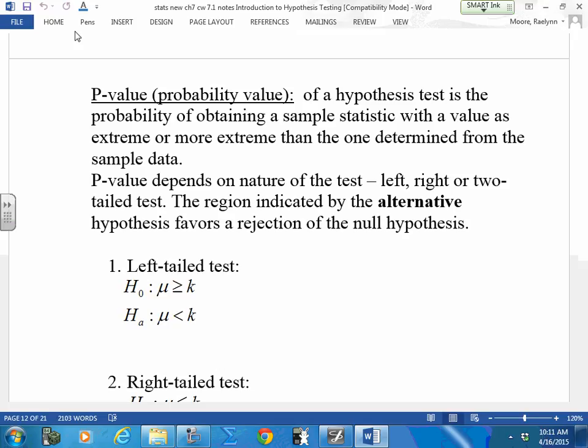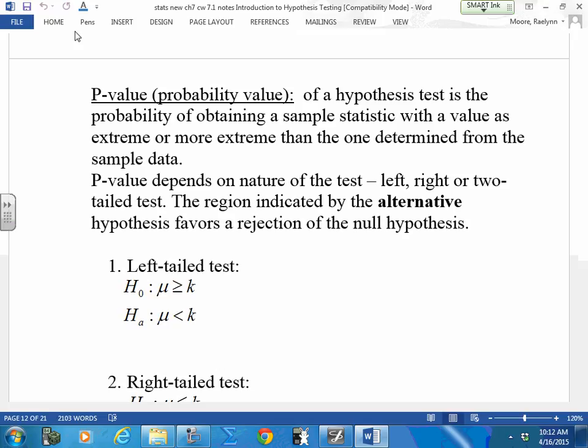We're looking for your p-val. The p-value of a hypothesis test is the probability of obtaining a sample statistic with a value as extreme or more extreme than the one determined from the sample data. P-val depends on the nature of the test. It depends where the tail is, because we're looking for the area under that curve. So it can be a right tail, a left tail, or a two tail.